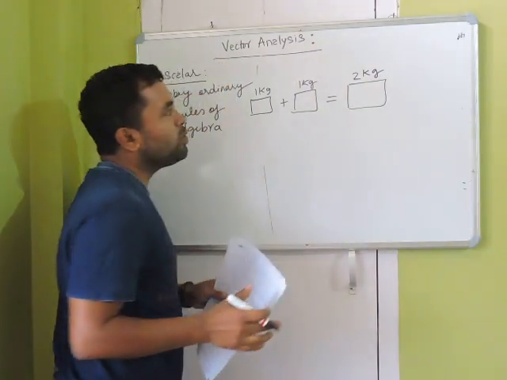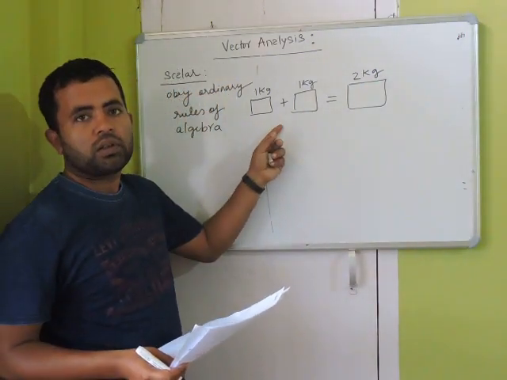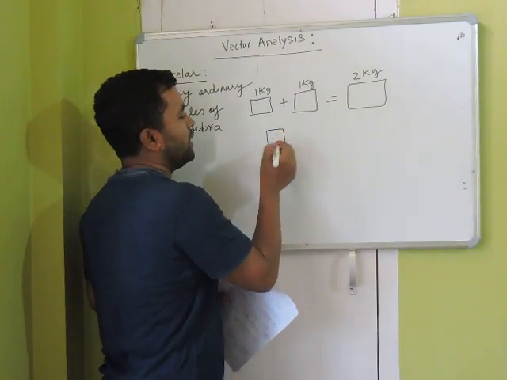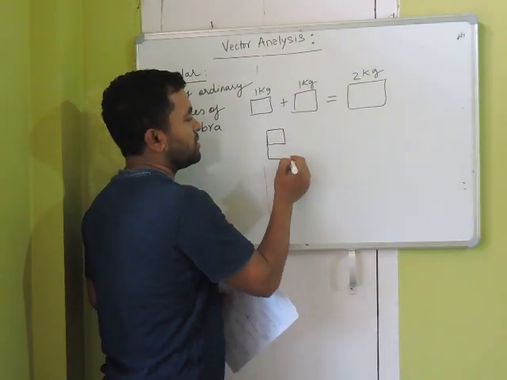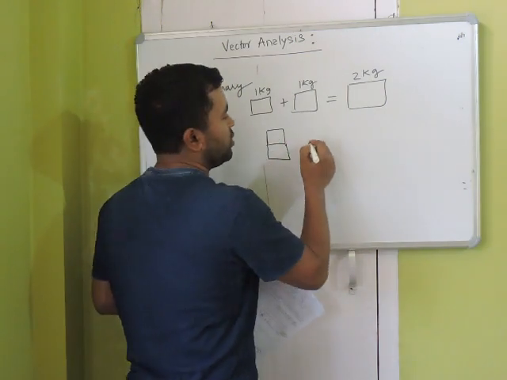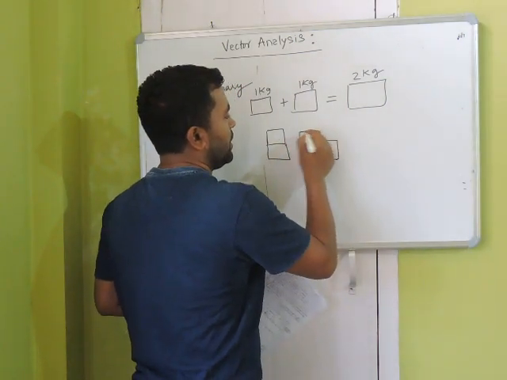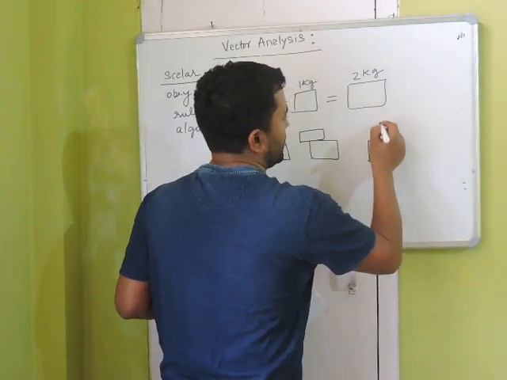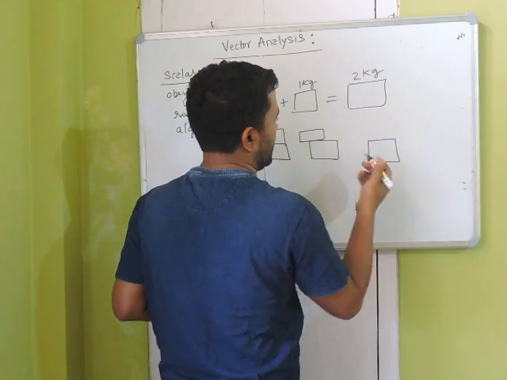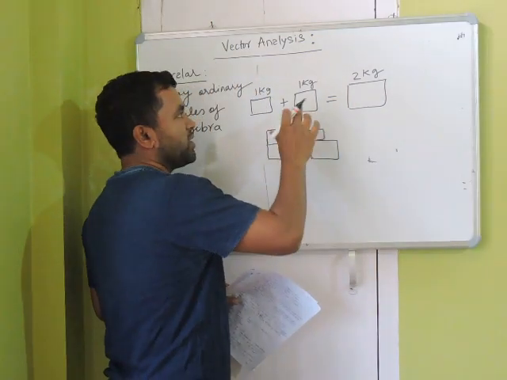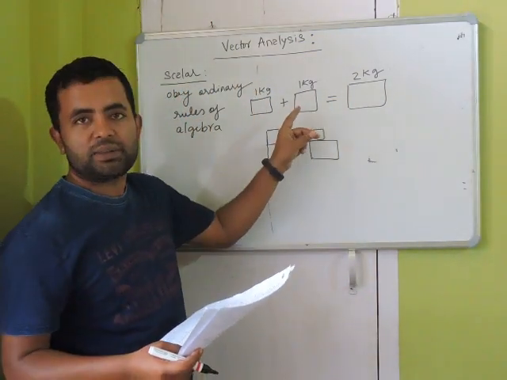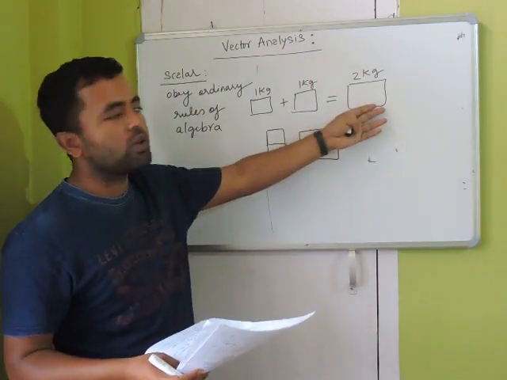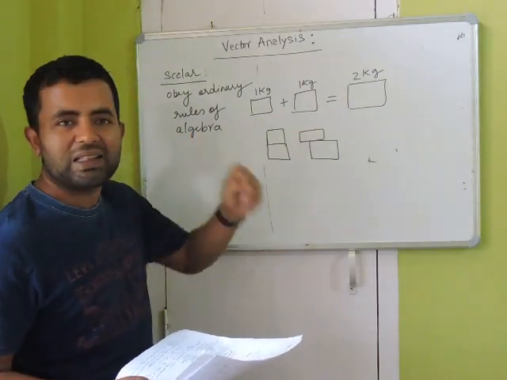Now how you place the block, it doesn't matter. You may place them in a weighing machine like this, 1 kg, 1 kg, or you may place them like this, whatever way you want. So orientation, how you placed them, doesn't matter. Whatever way you add it, it is going to be this. So this is the ordinary rule of algebra.